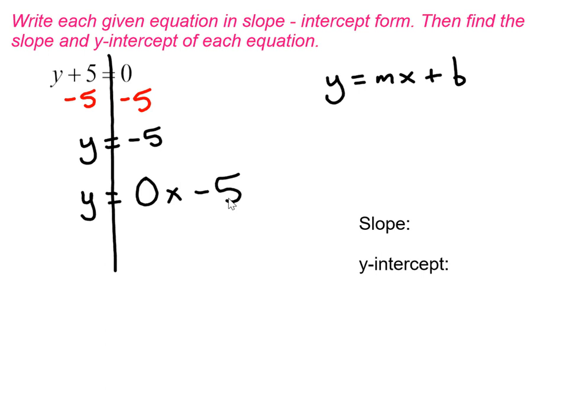So I can still figure out my slope based off of that. In this case, my slope is 0, so I would say m equals 0. And I also can figure out my y-intercept, so it's going to be (0, -5).